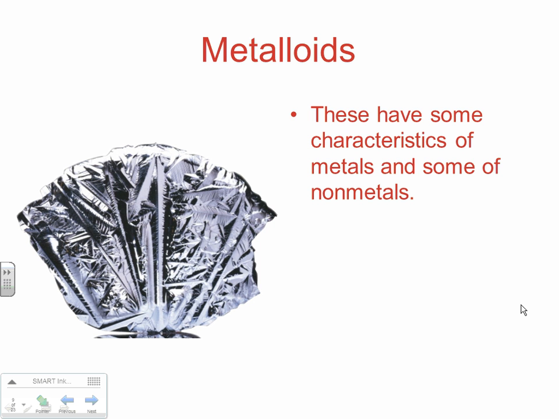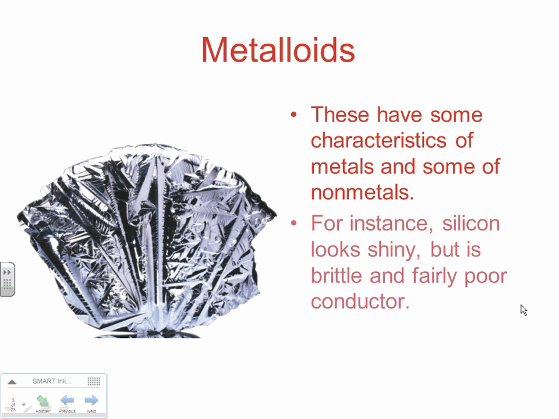Metalloids are things that have properties of both metals and nonmetals because they're right on the border between the two. In some ways, they behave more like a metal. In other ways, they behave more like a nonmetal. For instance, the substance silicon, which is what you see here, is very shiny, but it's also very brittle and a fairly poor conductor of electricity. So it has properties of both metals and nonmetals, and that's what a metalloid is.